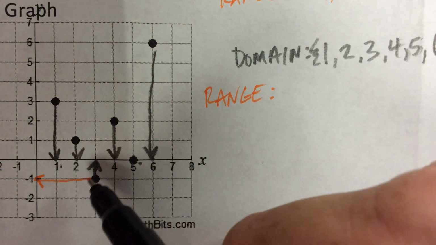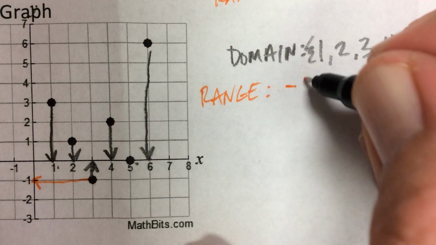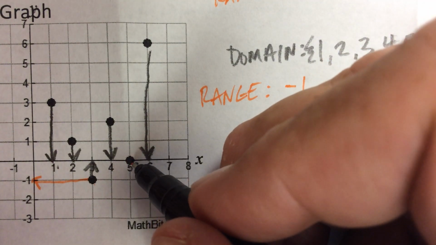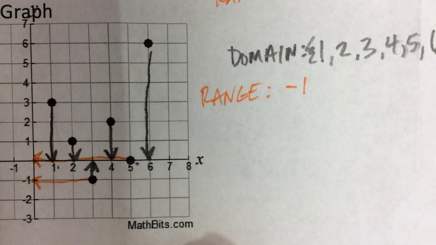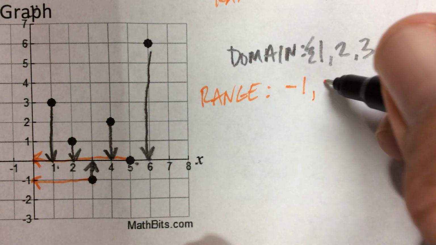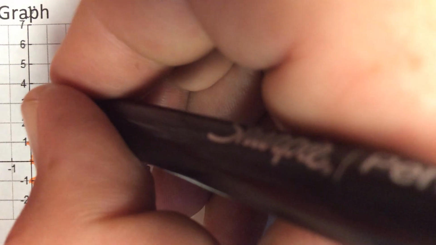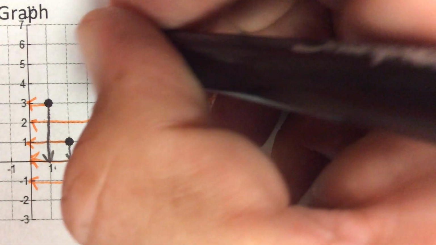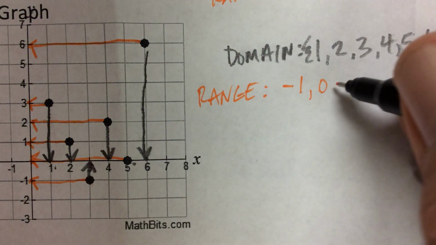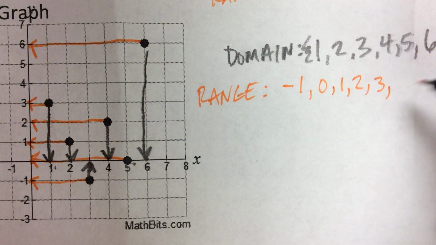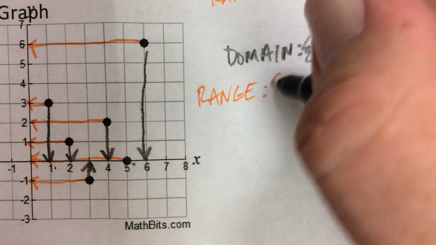Draw a line to the y-axis, and I see that that number is -1. So that's my first range value. This one right here on the x-axis, this y number is what? 0. So 0 is my next number. Then I have this dot, which touches the y-axis at 1. Then this dot touches it at 2. This dot at 3. This dot at 6. So 1, 2, 3, 6 are my range values.